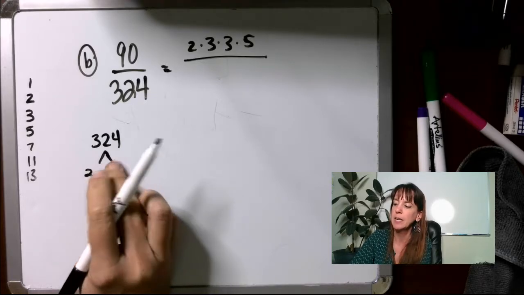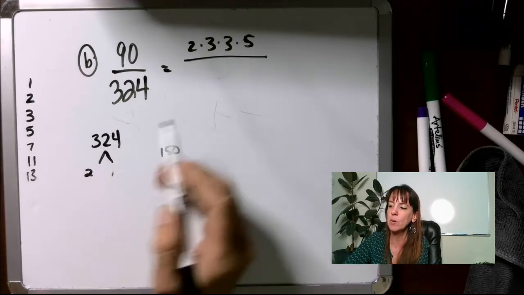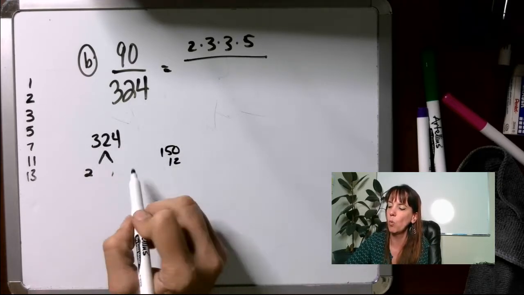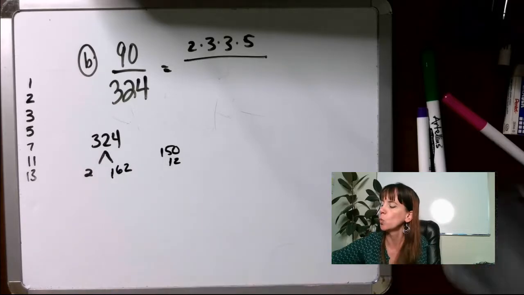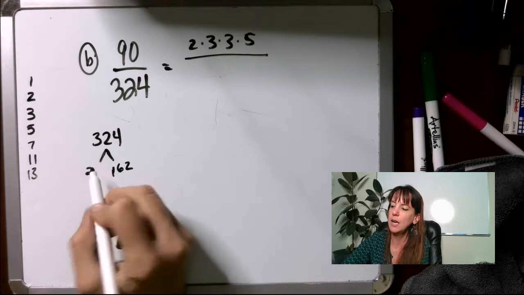So I'm going to put a 2 here. Half of 300 is 150. Half of 24 is 12, which means it's 162. And that can be circled.